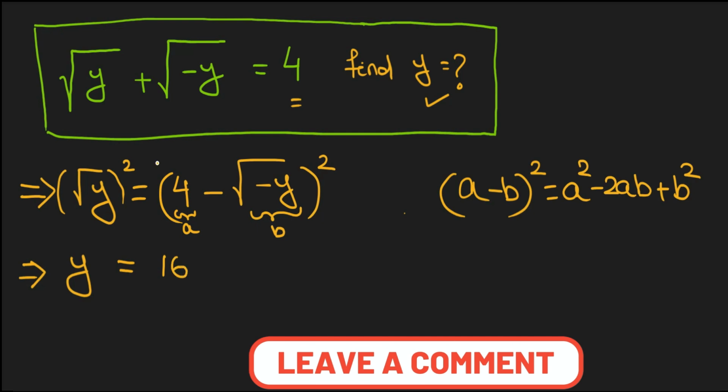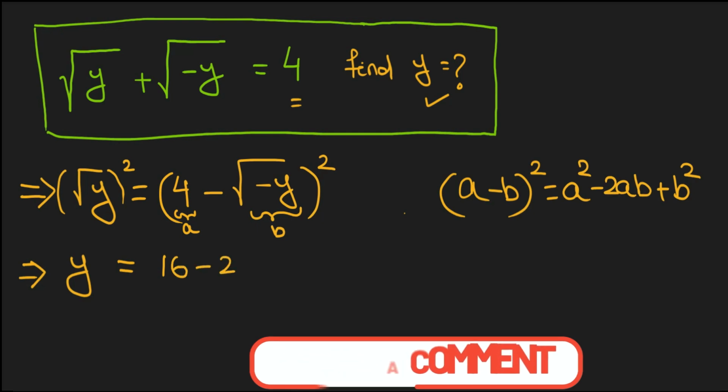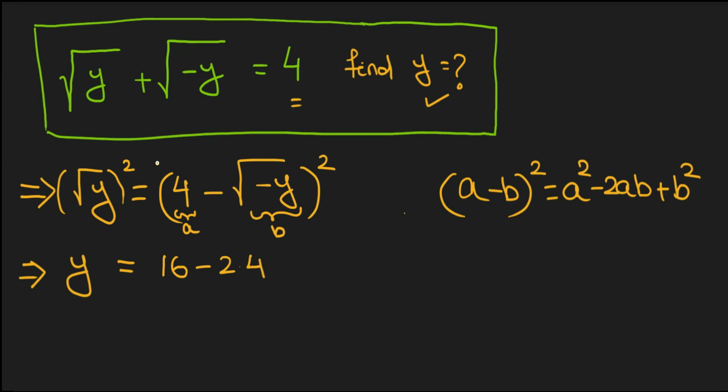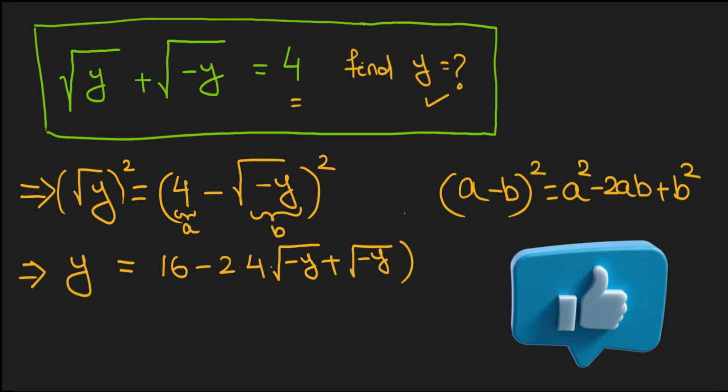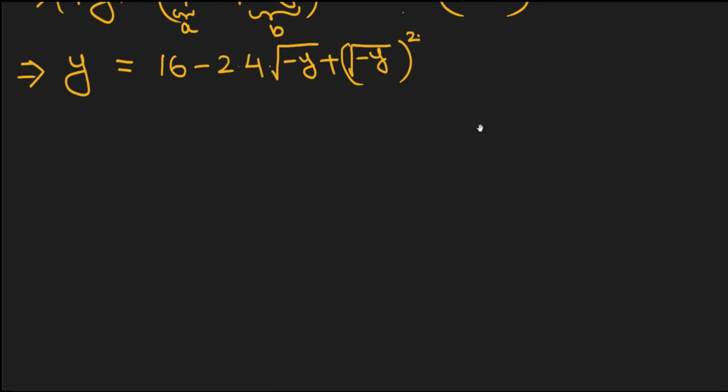square is 16 minus 2 into a, that is 4, into b, that is square root of minus y, plus b square, that is square root of minus y whole square, and we can write this as y is equal to 16 minus 8 square root of minus y plus square root of minus y whole square will become minus y.